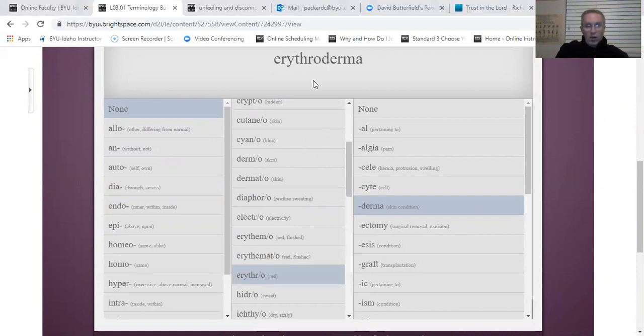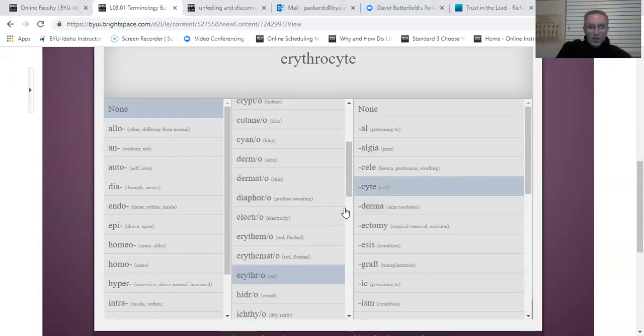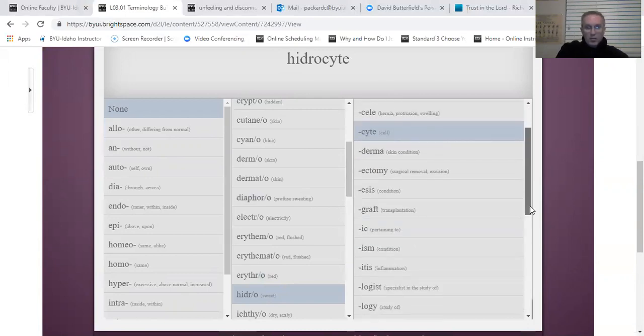The combining form erythro can also be used for that phrase. Erythro is the color red, and it's actually used quite often to describe red blood cells as erythrocytes. How about hydro? Okay, which means sweating.